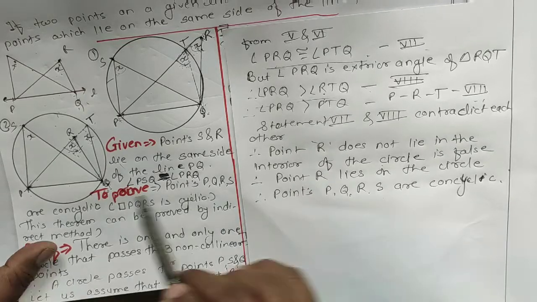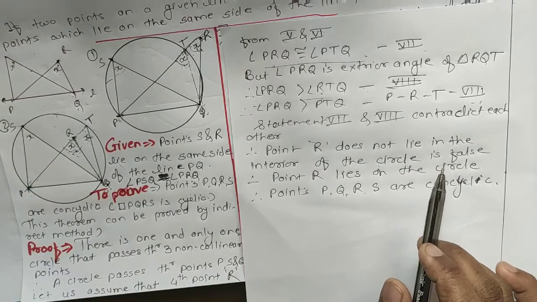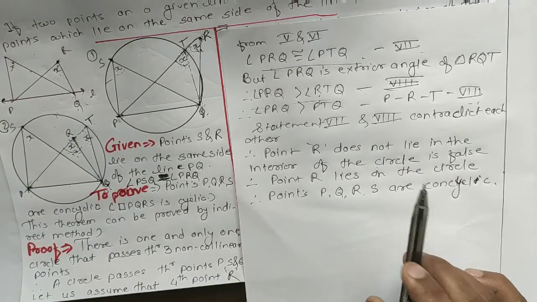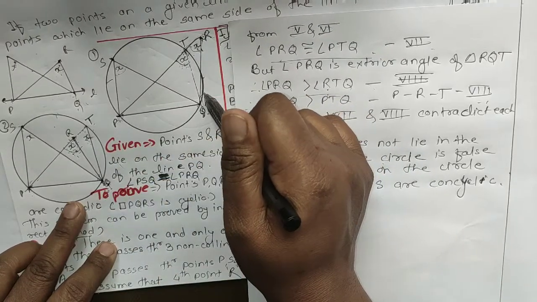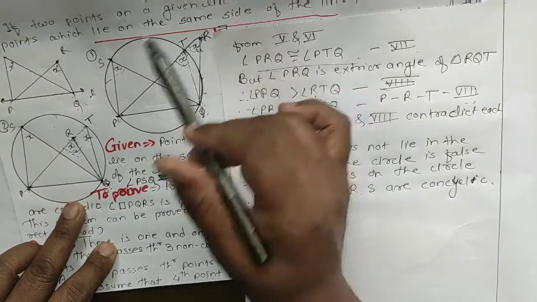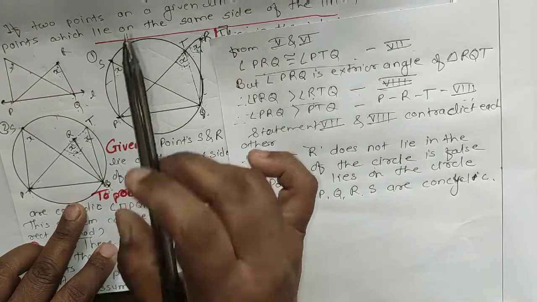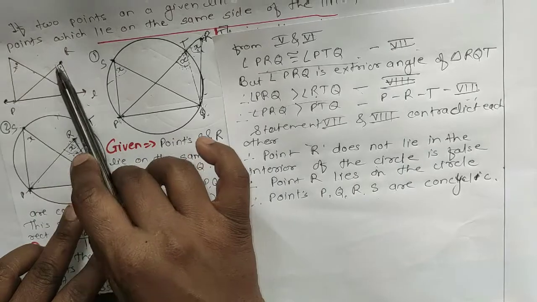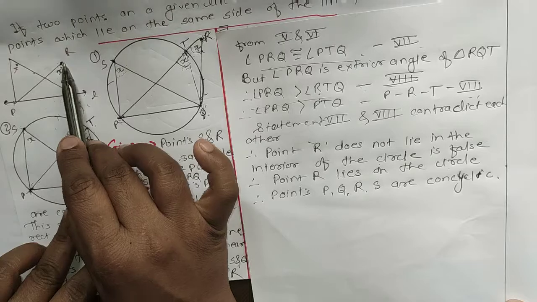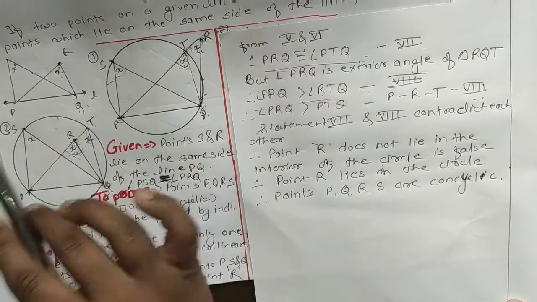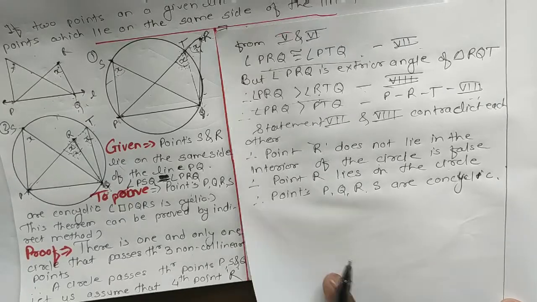Therefore our assumption is false, that is, the point R lying in the interior of the circle is wrong. So for both conditions we get false. It does not lie exterior, and it does not lie interior of the circle. So the only assumption left is that it lies on the circle, so we write that point R lies on the circle, and if point R lies on the circle, then PQRS is concyclic.